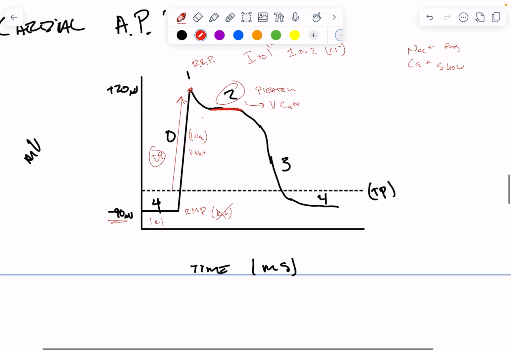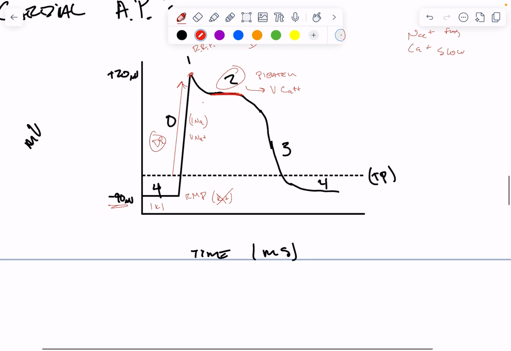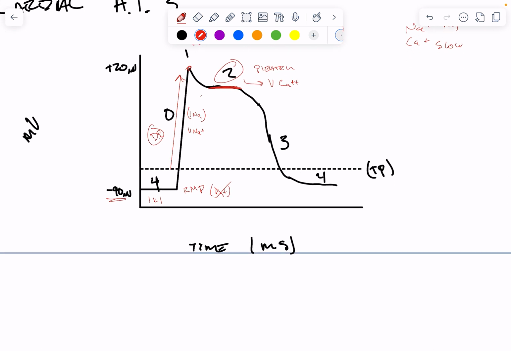Now, the calcium only contributes to the overall voltage of the cell until after the sodium channels respond. And so there's L-type and T-type calcium channels, in contrast to the sodium channels.